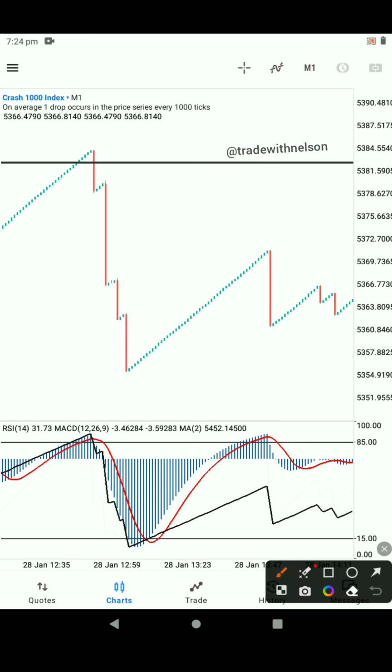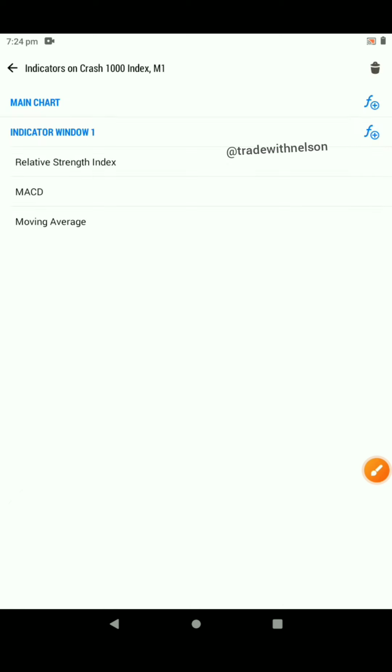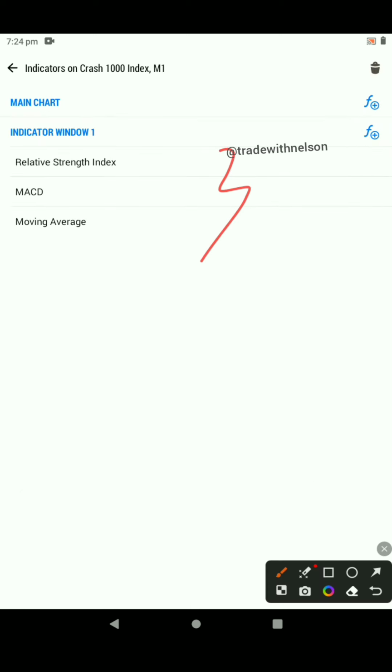So now let me show you the settings for my indicators. First thing you do is click on this indicator icon over here. Like I said, I have 3 indicators: the relative strength index, MACD, and the moving average. To select the first indicator, click on the F icon on the main chart.